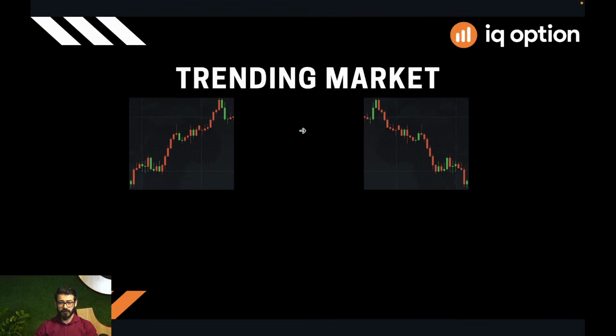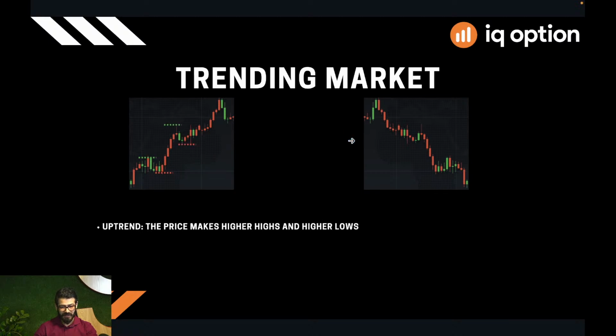A trending market, very simply, is an uptrend or a downtrend. In an uptrend, the price makes higher highs and higher lows. As we can see here, this is a high and this is a low. Then it makes another higher high and a higher low. So the low at this point became higher, and the highest point became higher and the lowest point became higher as well. So this is an uptrend.